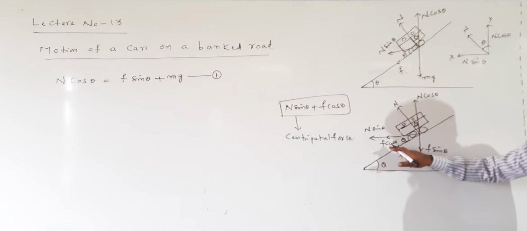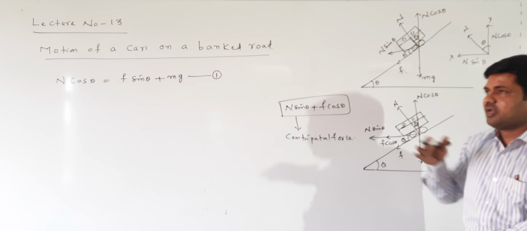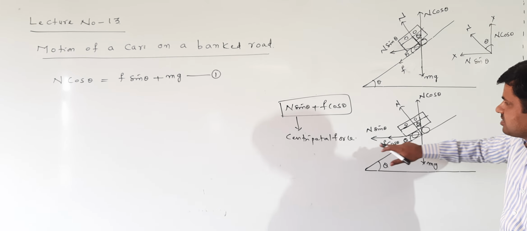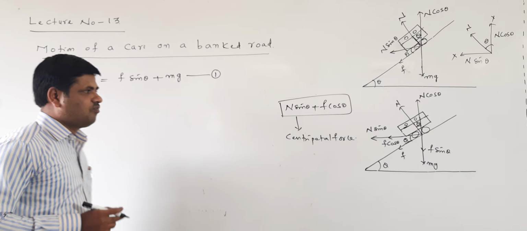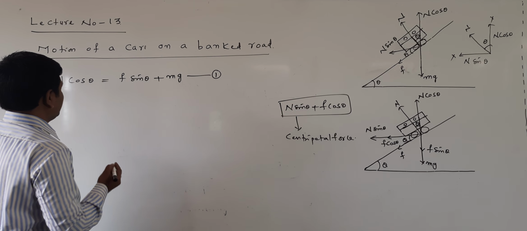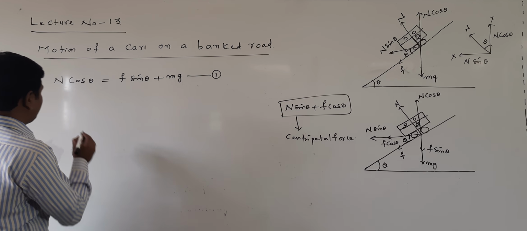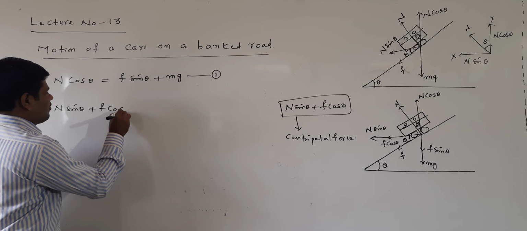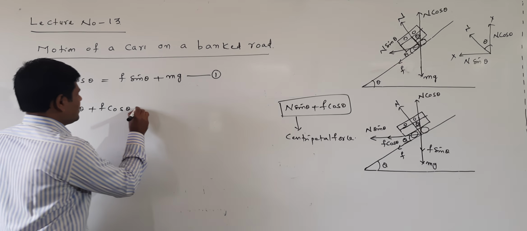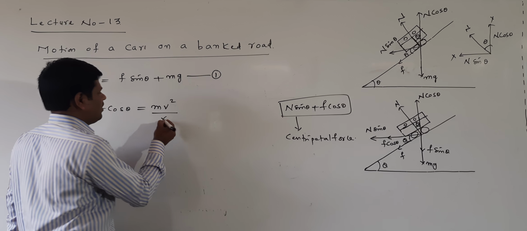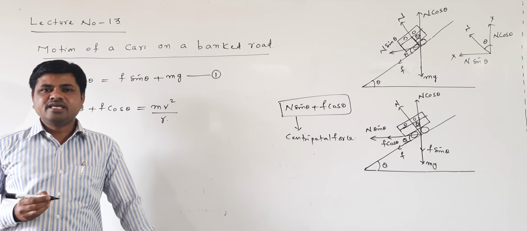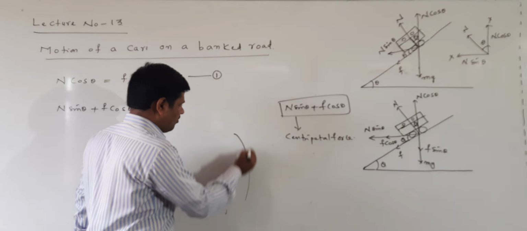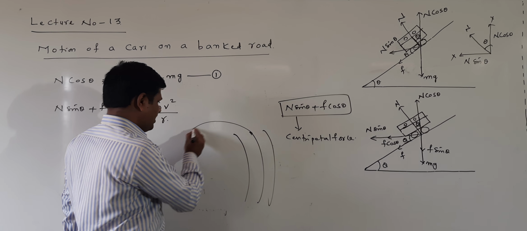This n sin theta plus f cos theta is acting towards the center of the circle, or the center of the circular road. That's the reason this n sin theta plus f cos theta gives the centripetal force. So I am writing here n sin theta plus f cos theta provides the centripetal force, that is mv square by r. What is r here? R is the radius of the circular road. Suppose this is a circular road, we make a total circle like this.